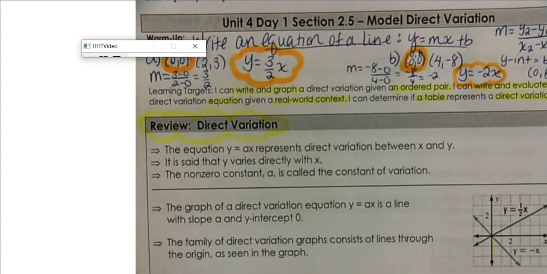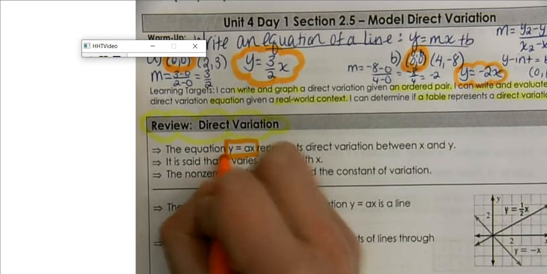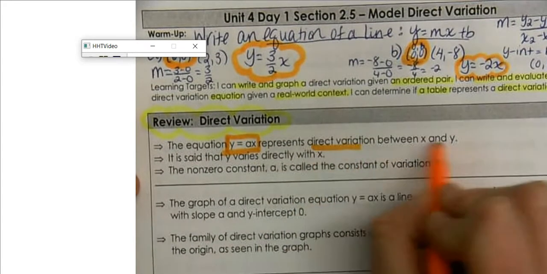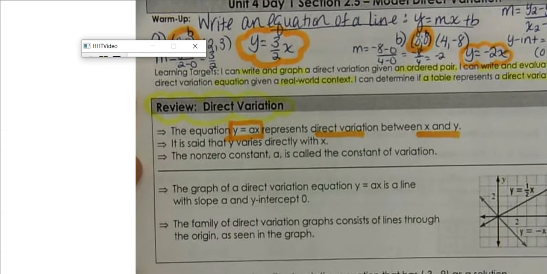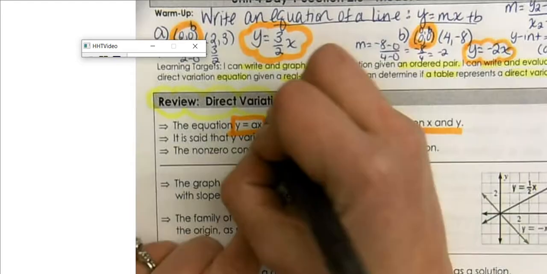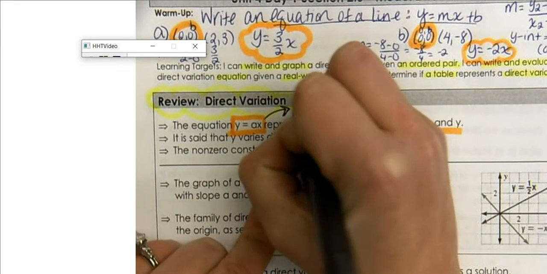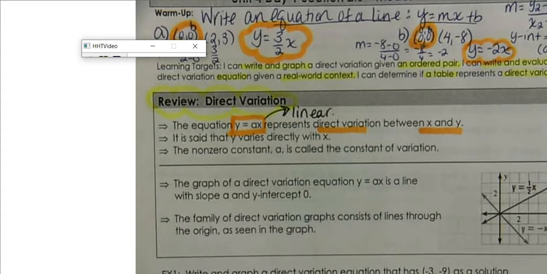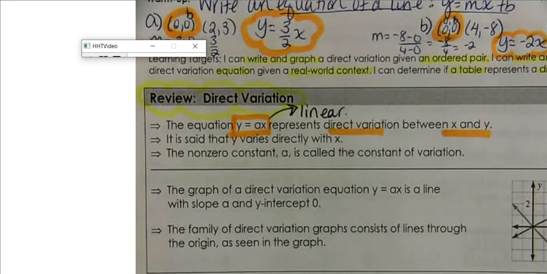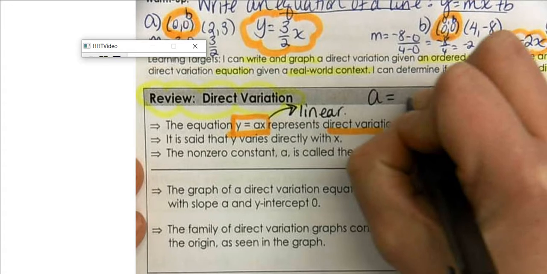A direct variation equation is the equation that is in the form of y is equal to a times x. This equation represents a direct variation between x and y. Some things I want you to note about it is that this is linear. It's in that form of y equals mx plus b, but more specifically, it's y is equal to a times x. Because it's given a special name like direct variation, we don't use m as our slope. Instead, a is going to be equal to our slope.